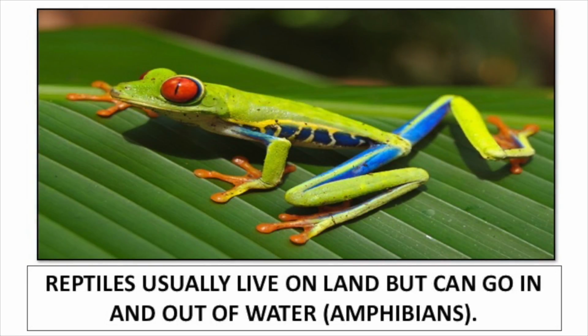Reptiles usually live on land, but can go in and out of water. And there's a special term that we use for animals that can go in water and come out. Amphibians. Yes. Who can tell me what animal we have in the picture here? What type of reptile? Any ideas, guys? It's a frog, yes. And a frog is an example of an amphibian because it can go in water and come out.